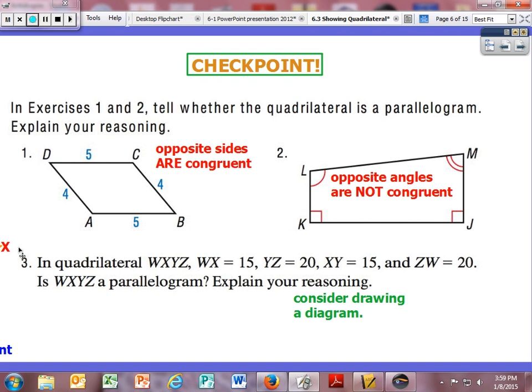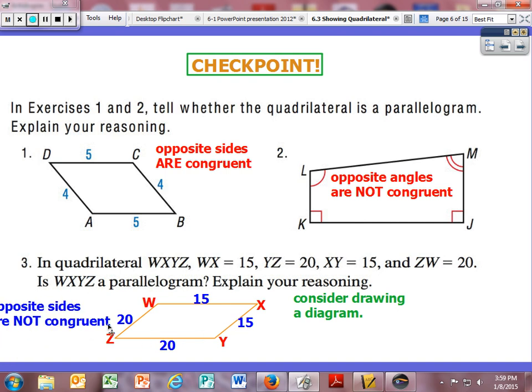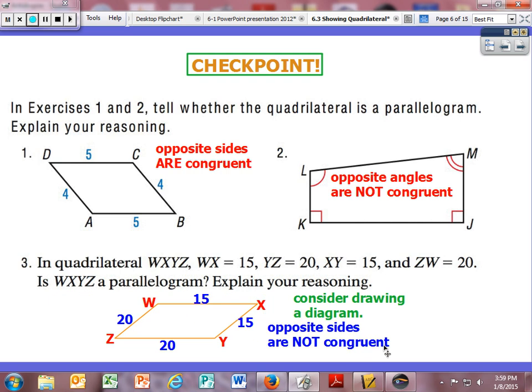Number 3, draw a picture first. Take a look at this picture. Okay, once you label the picture, even though you see 15, 20, 15, 20, that doesn't necessarily mean that the 15s are across from each other and the 20s are across from each other. So you want to draw that picture to get a good idea of what's going on, and then you will realize, since opposite sides are not congruent, this is not a parallelogram.